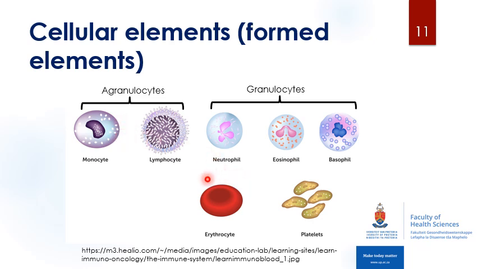Then you have your red blood cell, or your erythrocyte. It also has a very unique structure. It has no nucleus and it has this biconcave shape. So your red blood cells are very important for the transport of oxygen in your body. They can also transport carbon dioxide. And then lastly, your platelets, and these are just tiny cell fragments, and they're very important for blood clotting.